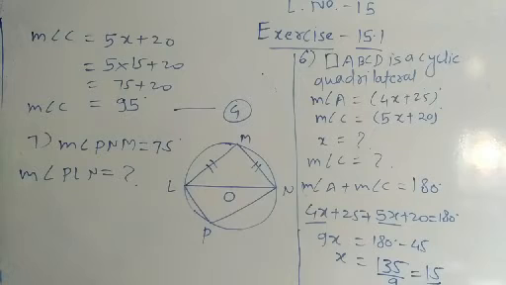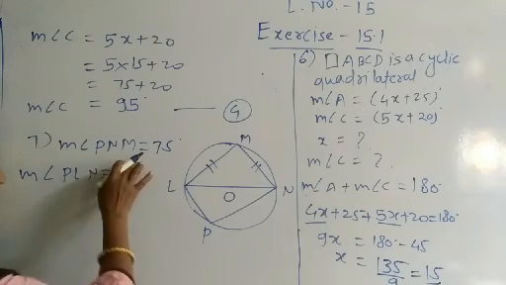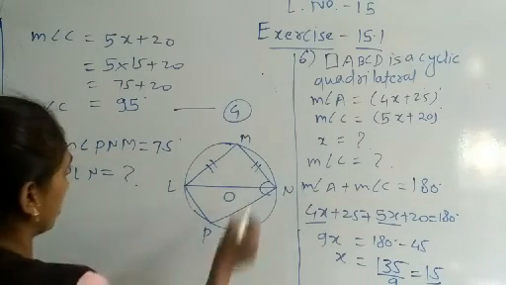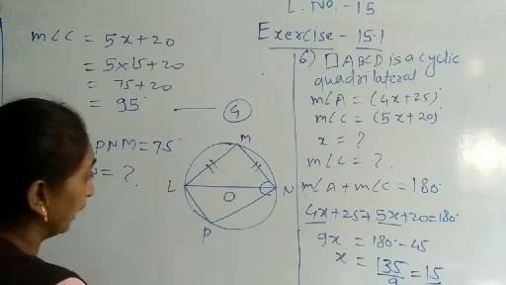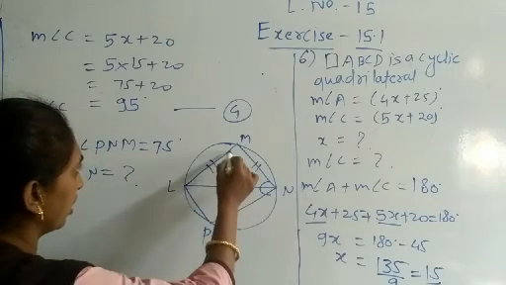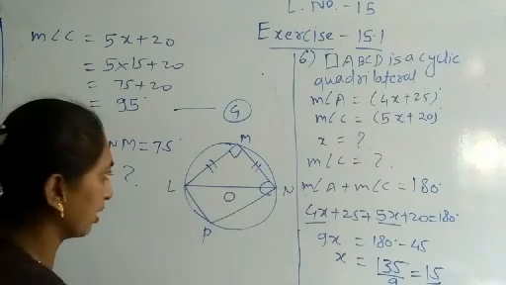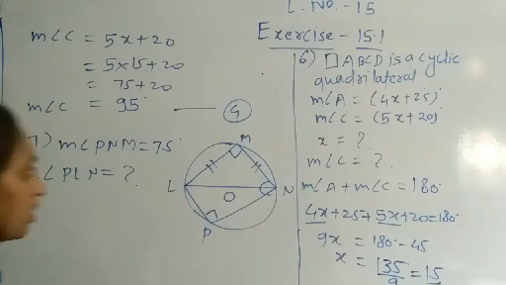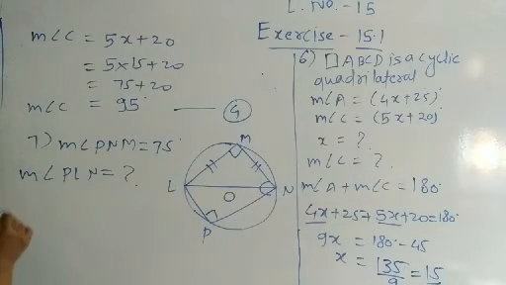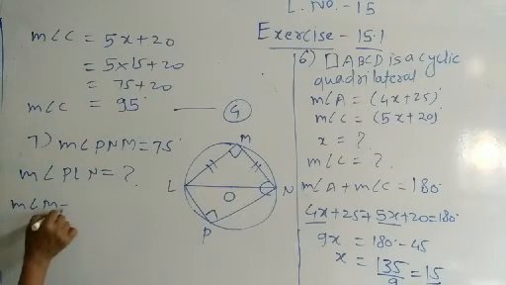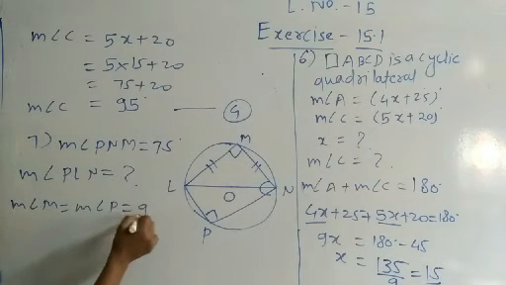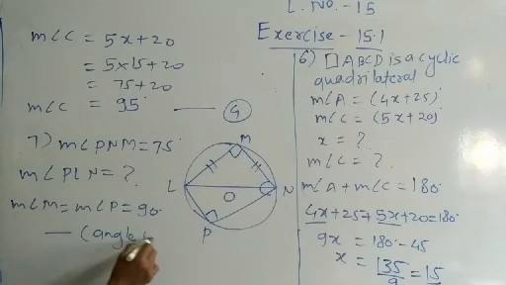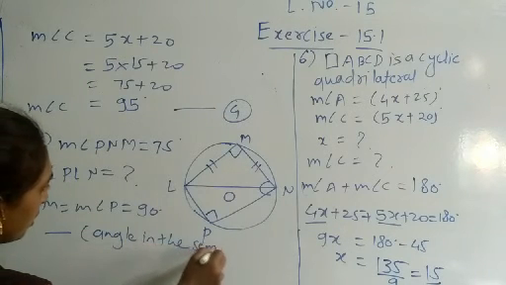What can the measure of angle PLM be? You have to find it. PNM is given. PNM means that this angle is given. What is that? 75 degrees. Now you can see here, angle in the semicircular region is 90 degrees. Here also angle in the semicircular region is 90 degrees. Let's write here measure of angle M is equal to measure of angle P is equal to 90 degrees. Result: angle in the semicircular region.